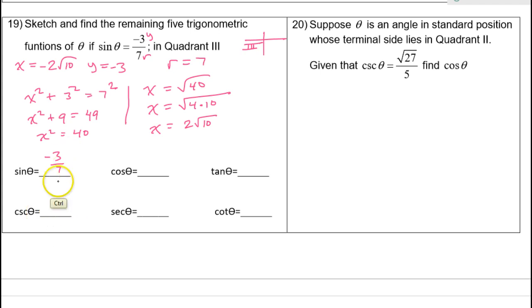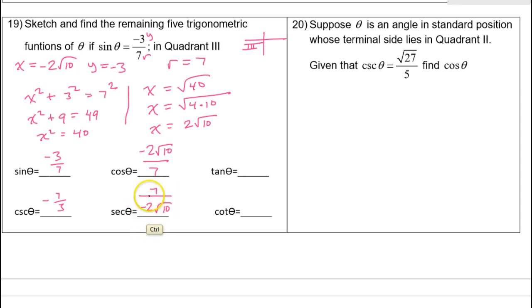Now, cosecant is the reciprocal of sine. So that's just going to be negative 7 over 3. Cosine is x over r. So that's going to be negative 2 radical 10 over 7. So secant is going to be the reciprocal of this. So that's going to be 7 over negative 2 radical 10.